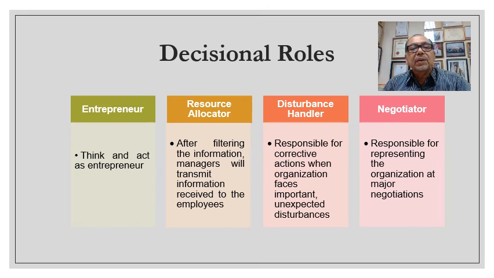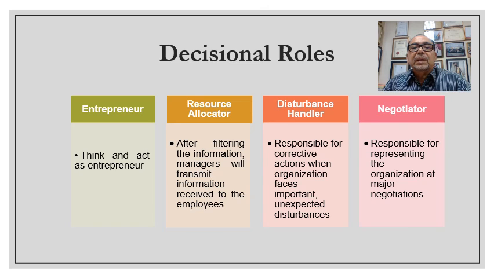Then resource allocator. You allocate resources within your organization. After filtering the information, managers will transmit the information to the employees. So whatever information you have, you have to allocate it to different managers: the marketing manager, production manager, resource manager. You are the one to filter and disseminate to the correct party within your organization. So this job we call resource allocator.